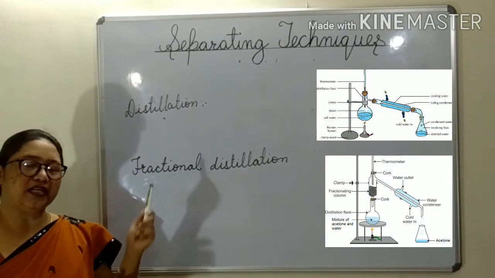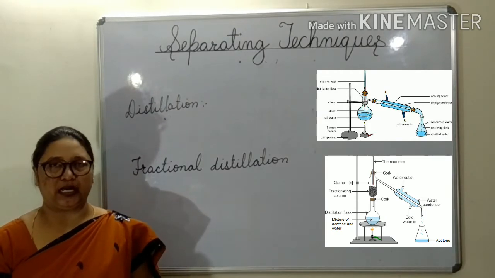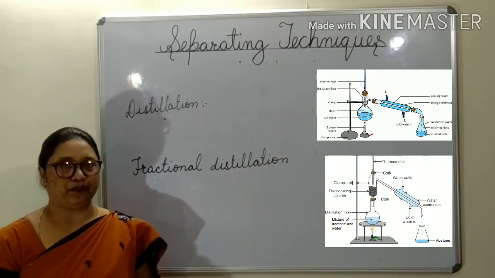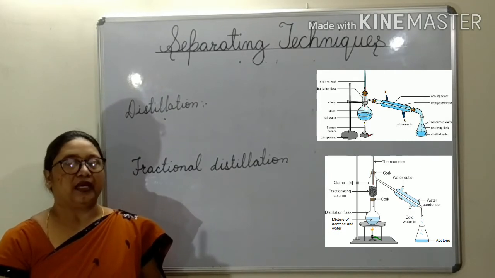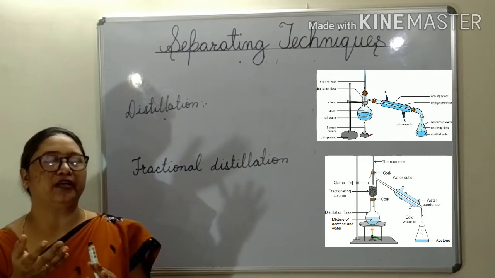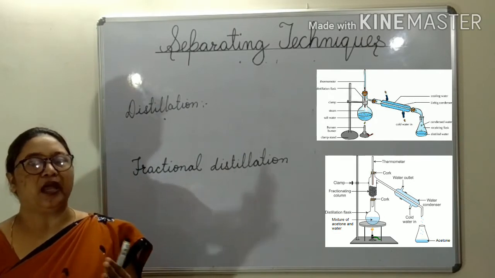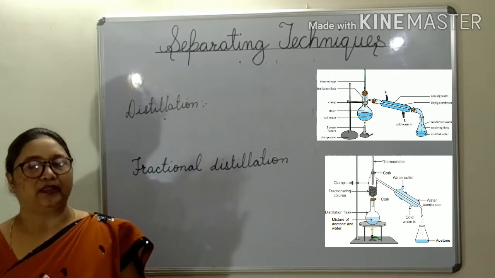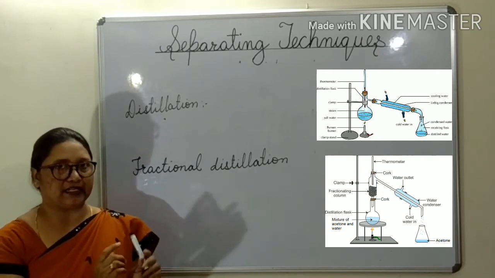Distillation. This method is used to separate volatile liquids from non-volatile ones. The two liquids should have a sufficient difference in their boiling points. The mixture is boiled in a round bottom flask, and the liquid which has the low boiling point will convert into vapor and pass through the distillation flask into the condenser and condense into a liquid and be separately collected.